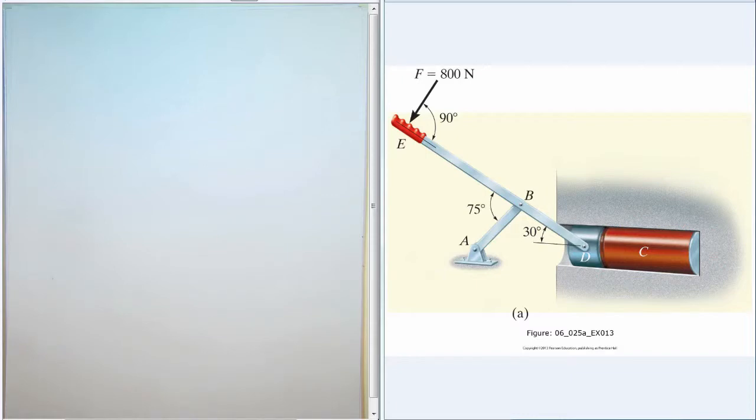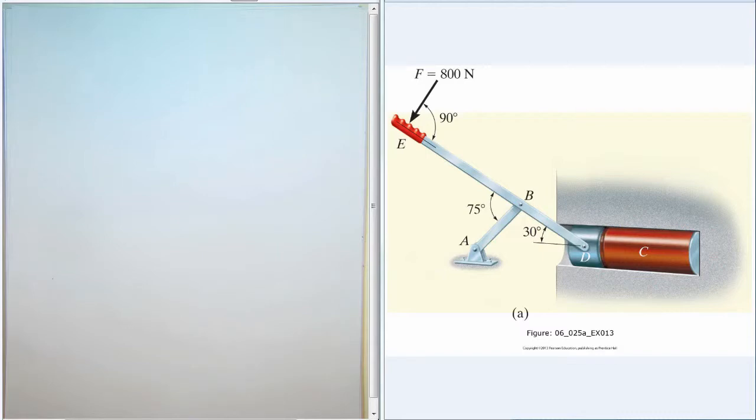So linkage AB is a two-force member. The joint at A and the joint at B are smooth pins, and the reactions there are the only two forces acting on AB. So we know the force at A and the force at B are on the line that connects the two points A and B.